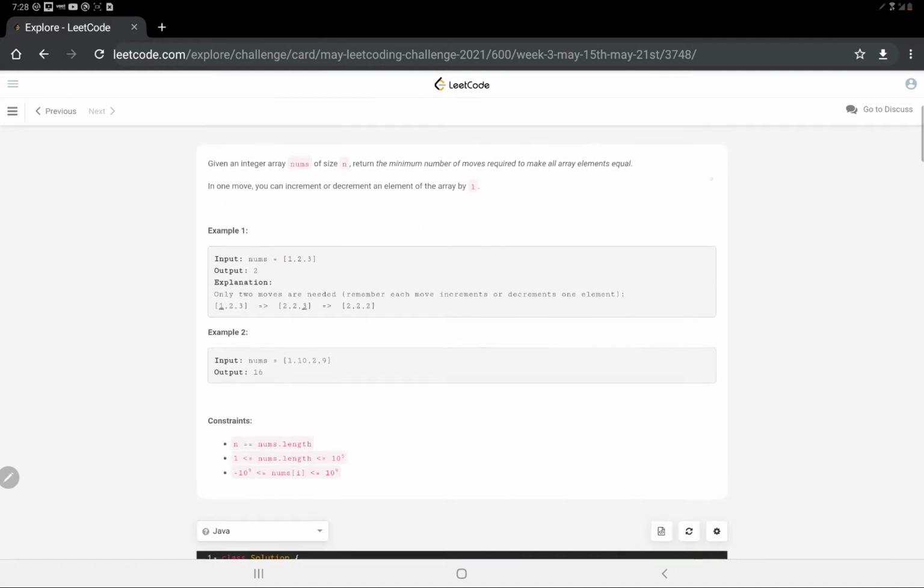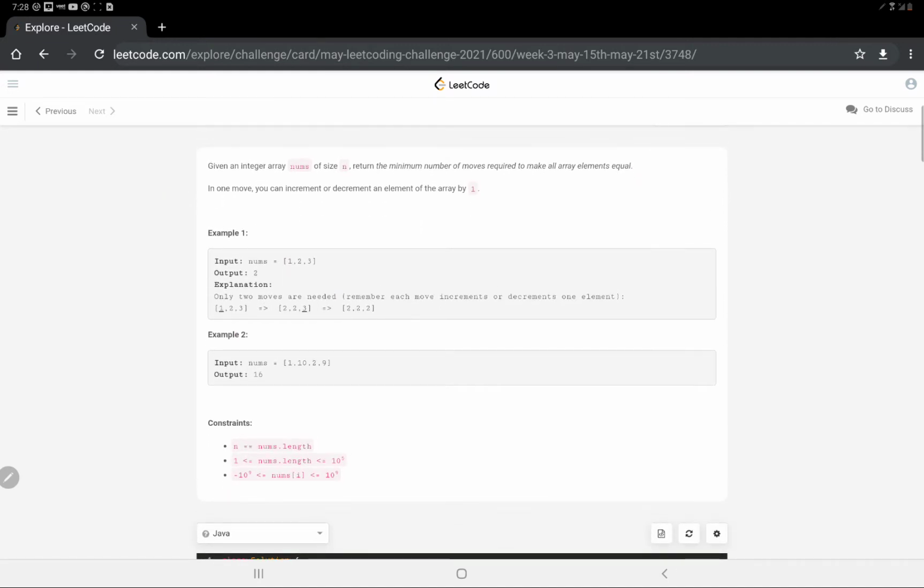So now let's see the constraints for this question. The constraint is that n is nums.length, and nums.length would be from 1 to 10 to the power 5. So it's not having a zero or empty array, so we don't need to put that check. This helps us to knock off the corner case, that is for the zero or null value. All right, null array.